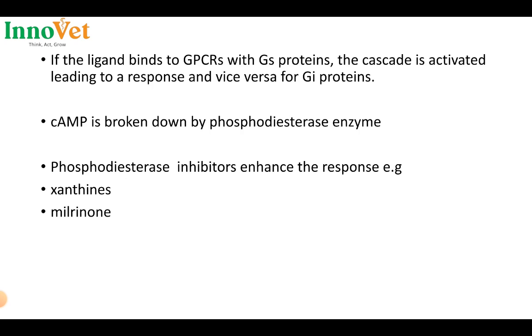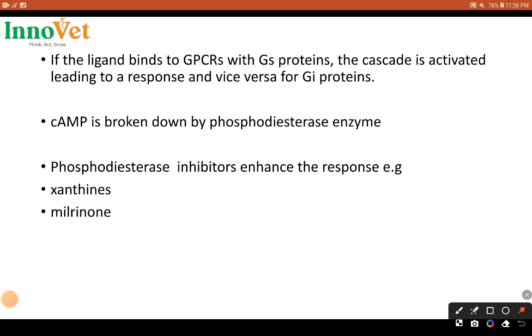So if the ligand binds to the G protein coupled receptor with a G stimulatory protein, the cascade is activated, leading to a response, and vice versa for G inhibitory proteins. So that means when the ligand binds to the G protein coupled receptor with a G inhibitory protein, the cascade will be inhibited.